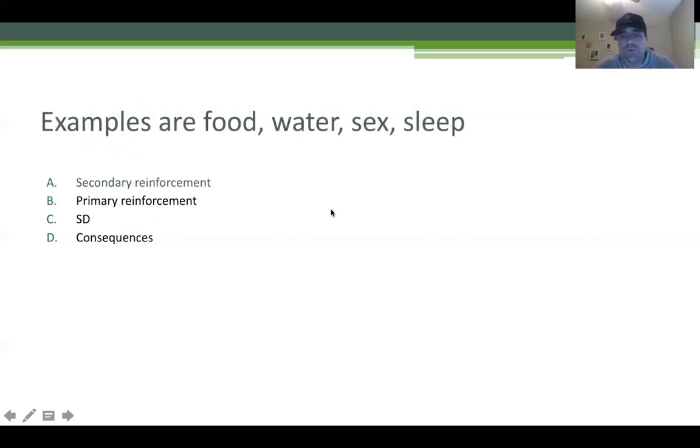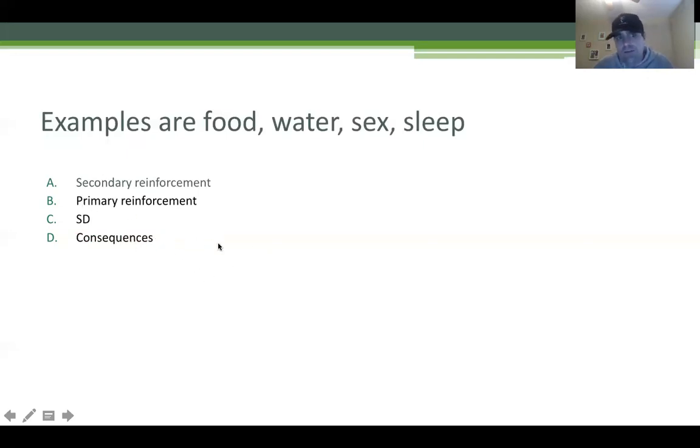Examples are food, water, sex, and sleep. Okay. So now this is a good teaching point question because on the exam, they'll ask you questions like this to try to trip you up. Okay. Because you might look at this and say, all right, food, water, sex, sleep. Well, I know those can be consequences. They can be reinforcers. They can be preferred. So I'm looking at my answers and I have secondary reinforcement, primary reinforcement, SD, consequences.